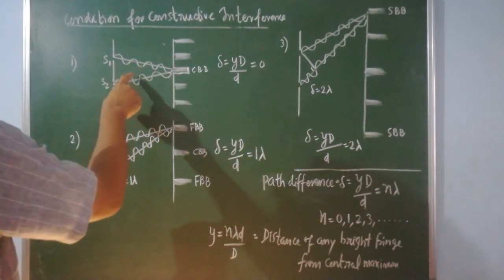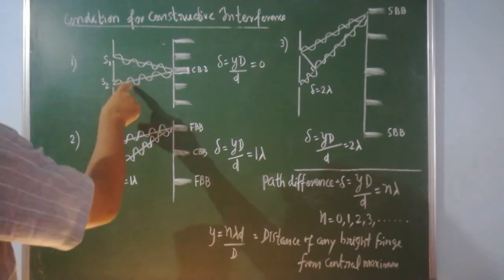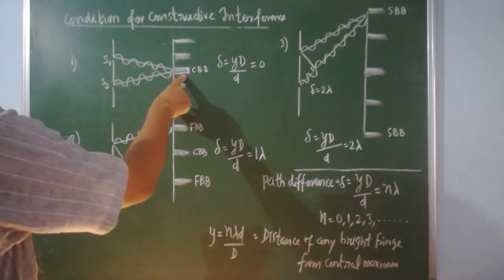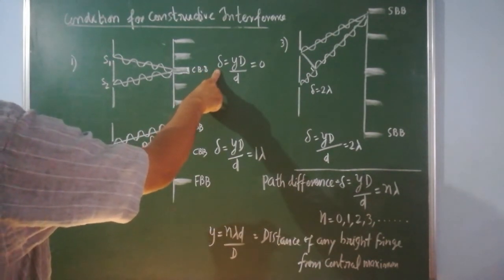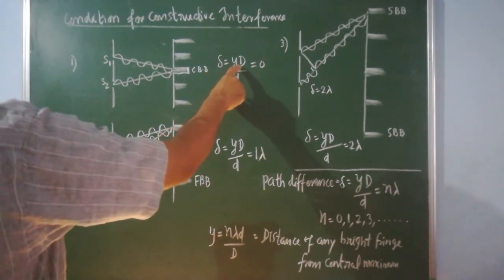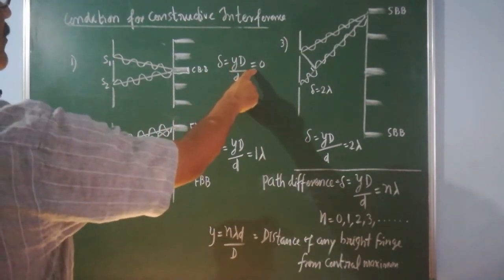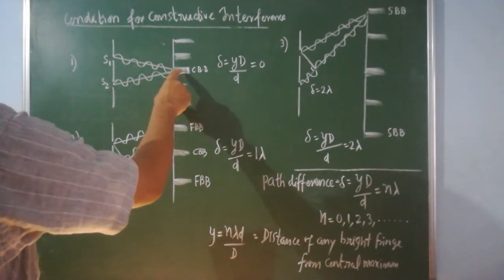Therefore the phase difference between these two is 0. Path difference and phase difference is 0. Therefore the central bright band is created. There is no delta here. There is no path difference here. What is the expression for path difference? Delta is equal to yd divided by D, which is equal to 0. There is no path difference. That's why the central bright band is created.